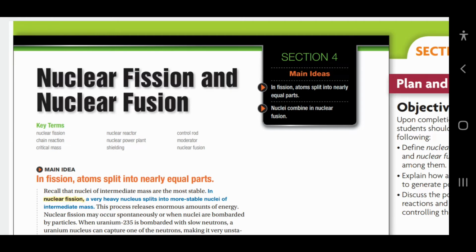In our video here, we're going to continue talking about nuclear reactions, and today we will start with section 4, which is talking about nuclear fission and nuclear fusion.